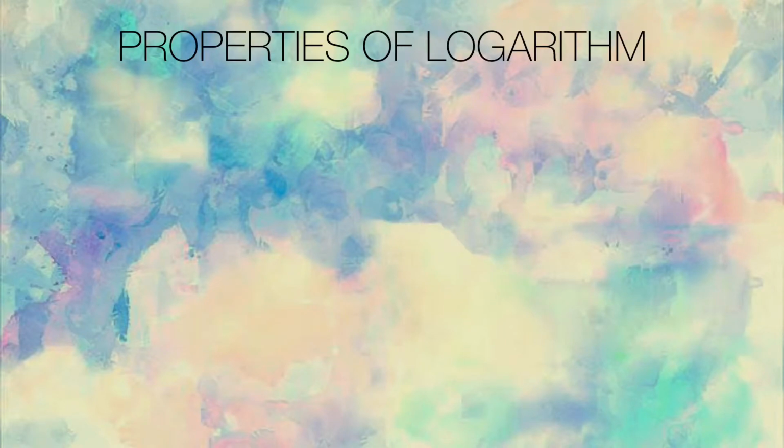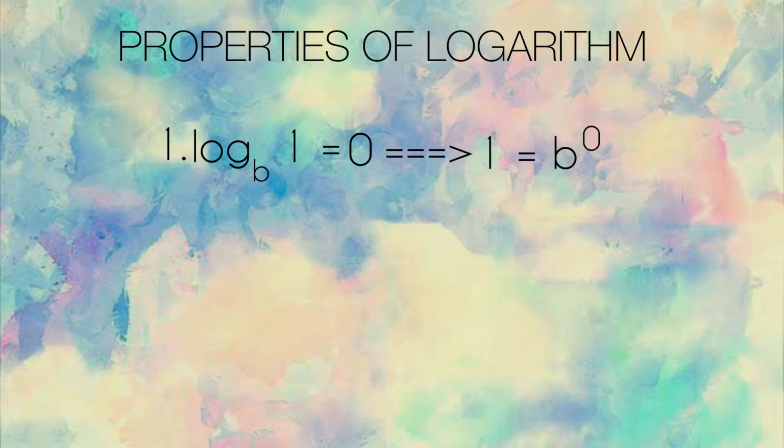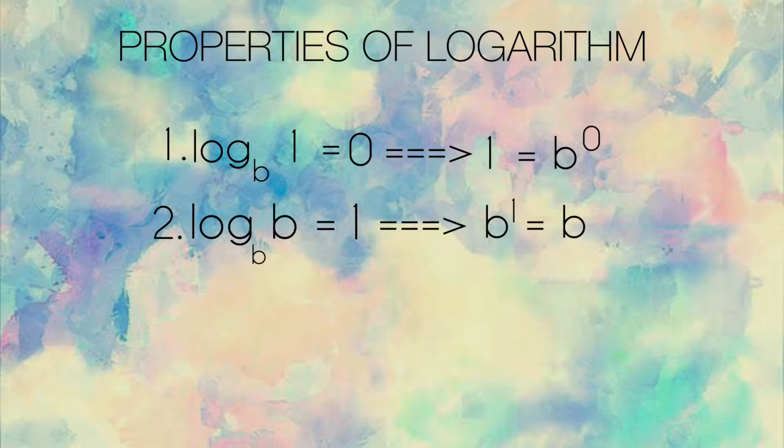Now, let's discuss the properties of logarithm. First property: logarithm of 1 is equal to 0. For any value of b, the x will become 0 because any number raised to 0 is equal to 1. Second, logarithm of b base b. The base and the argument are equal, so the value of x is 1 because any number raised to 1 is the number itself.